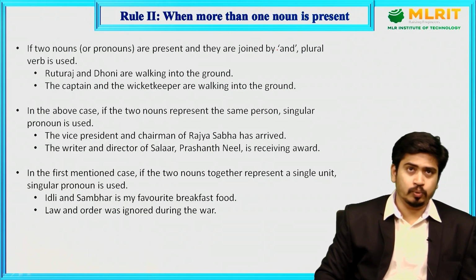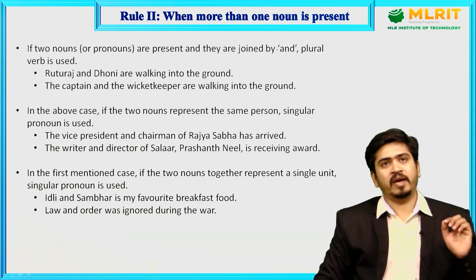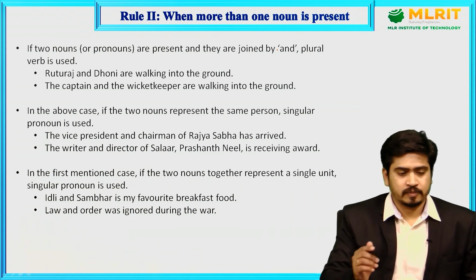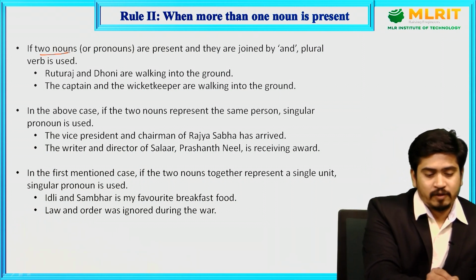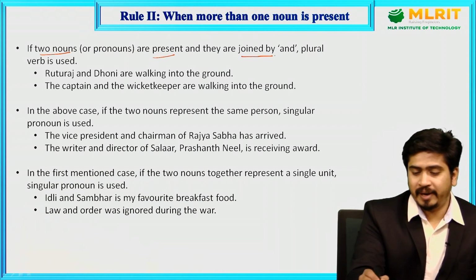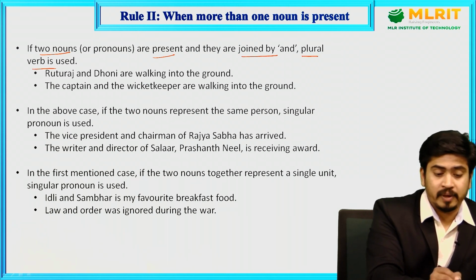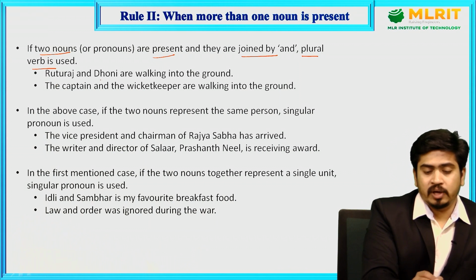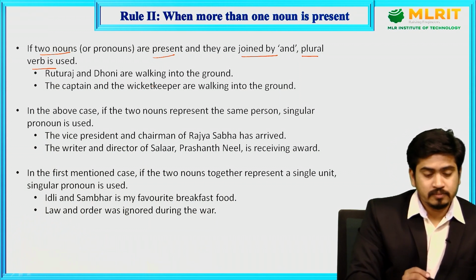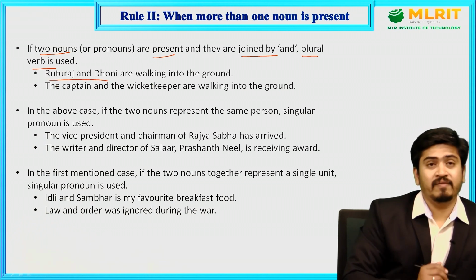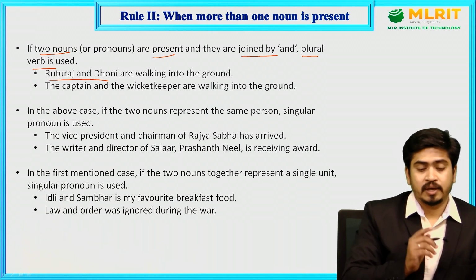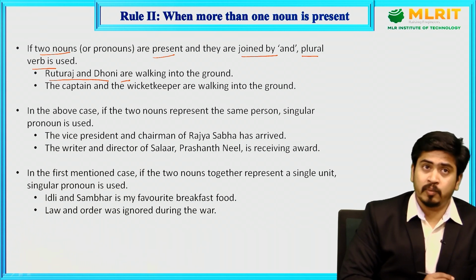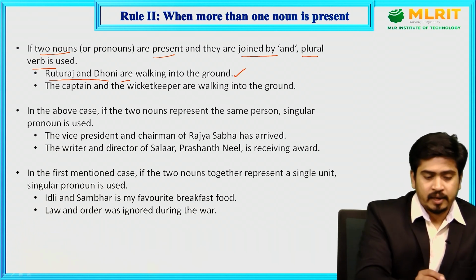Now rule 2. In a sentence, if we have more than one noun, that means we have two nouns. What happens? If two nouns are present, joined by and, plural verb is used. Now let us see examples. Ruturaj and Dhoni are walking into the ground. Now Ruturaj and Dhoni, we have two nouns here. If you have two nouns, you have plural verb. Are is plural verb, Ruturaj and Dhoni. So it's correct. Now next one.